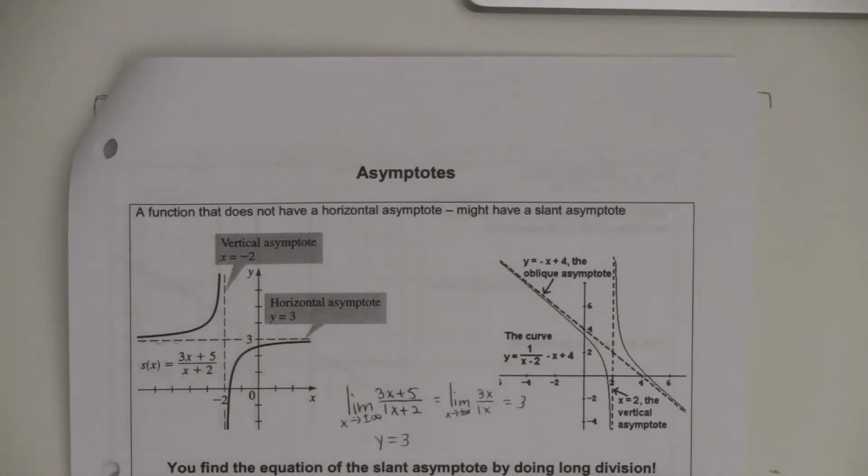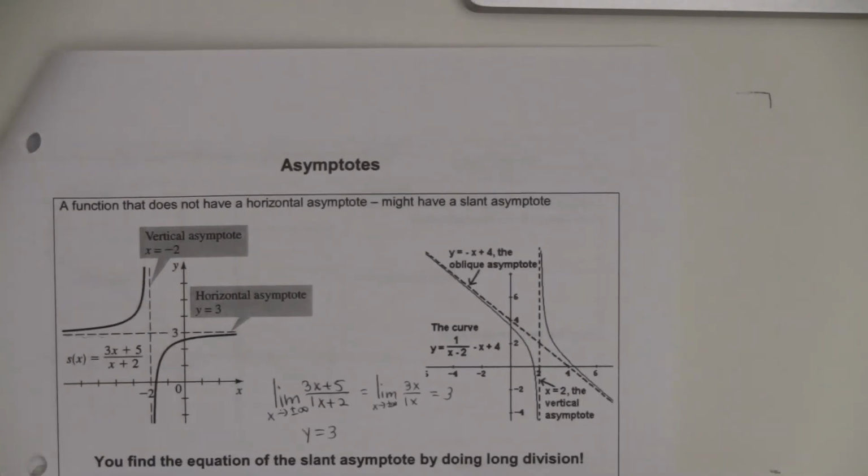Now, one thing I mentioned in class is that it's possible for a graph to cross the horizontal asymptote at more than one spot, in fact. But the graph will not cross the vertical asymptote. Okay. And then this is a little example of something that has an oblique asymptote or a slant asymptote.